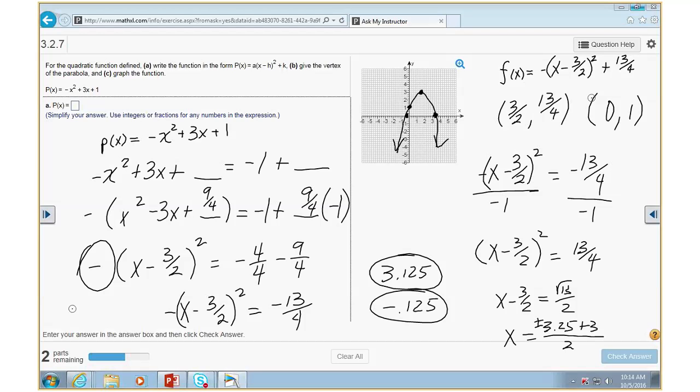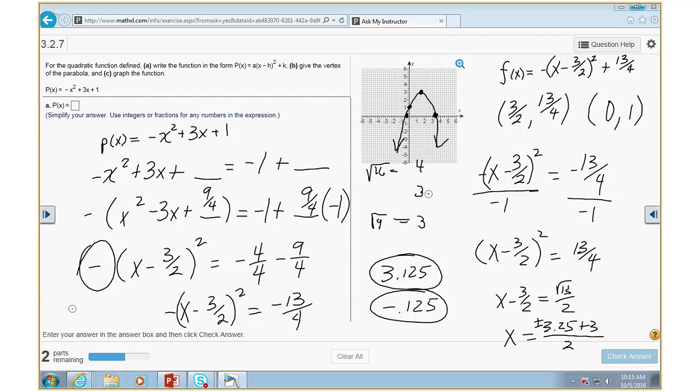Yeah, you're just doing your own math laws or something. Well, if you got the square root of 13 over 4, is that going to be a positive 3.25 and a negative 3.25? Well, I'm going to do that because I thought that was 3.5. The square root of 9 is equal to 3. The square root of 16 is equal to 4.